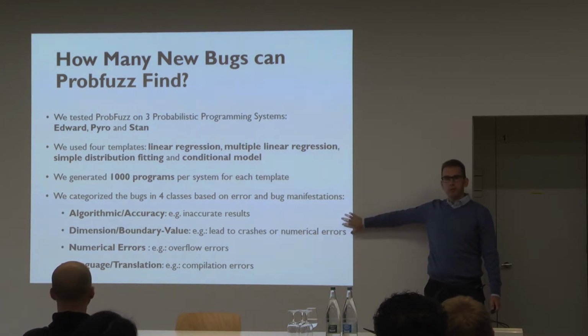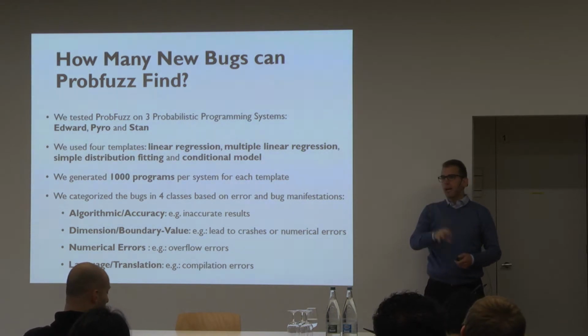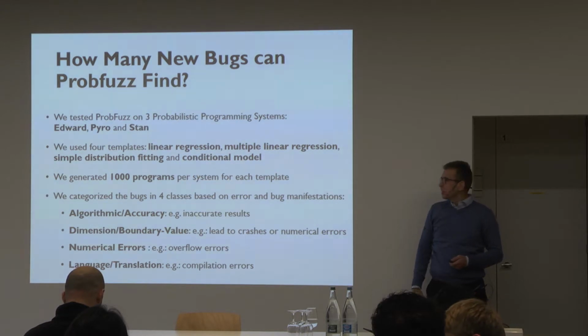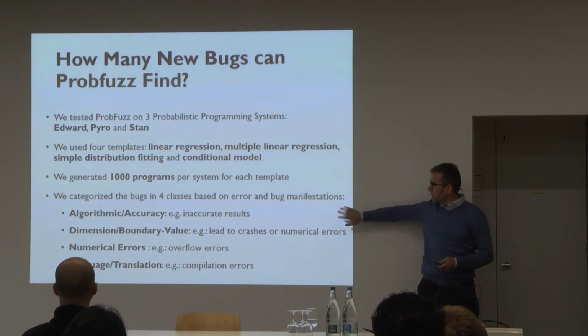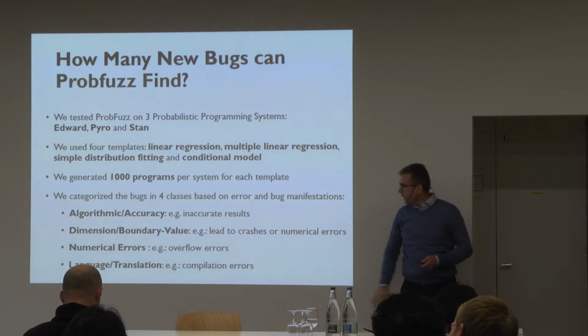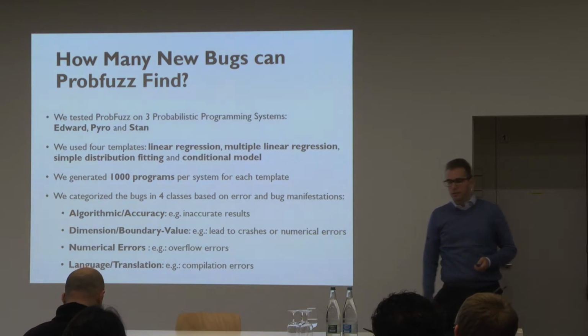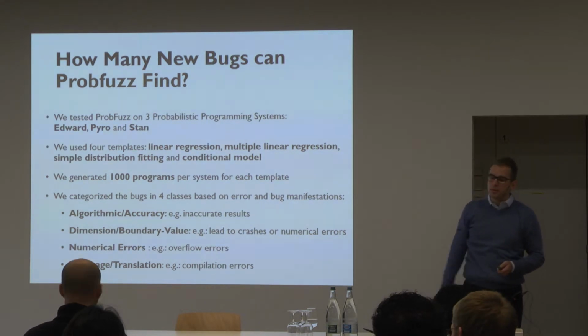And this comes both from errors we found here, but also we did a full empirical study of all existing bugs at that time in these 3 systems. So we looked at all issues, all commits, and found what developers really saw as bugs. It turns out that domain-specific bugs contribute to about 1/4 of all bugs in these systems. And they fit into these 4 categories: algorithmic or accuracy, dimensionality or boundary value bugs, numerical errors, and language and translation bugs. And here's how they can be manifested.